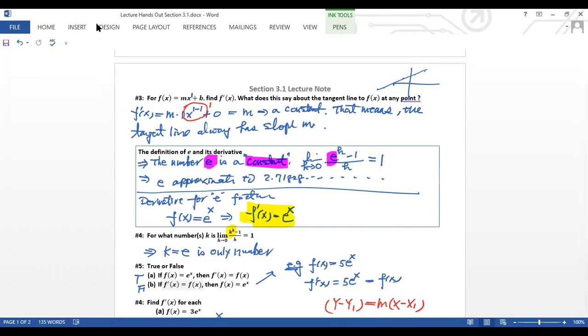All right, that's it. We'll talk about the next two rules in our next video. We're going to talk about some fun rules: the product and the quotient rules.